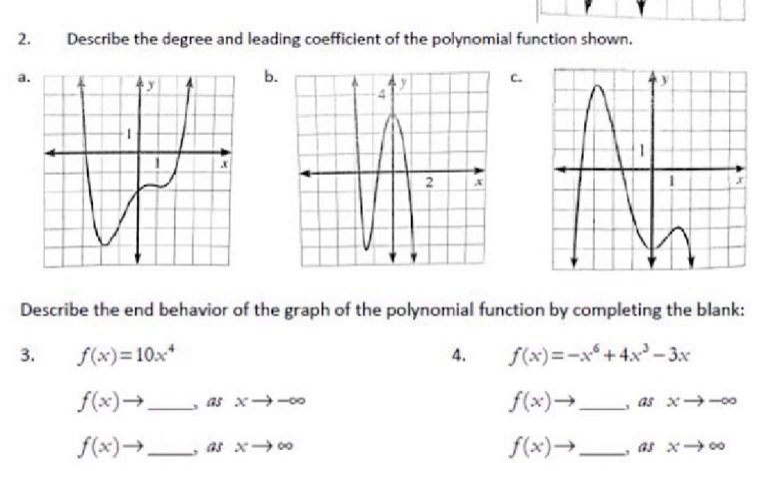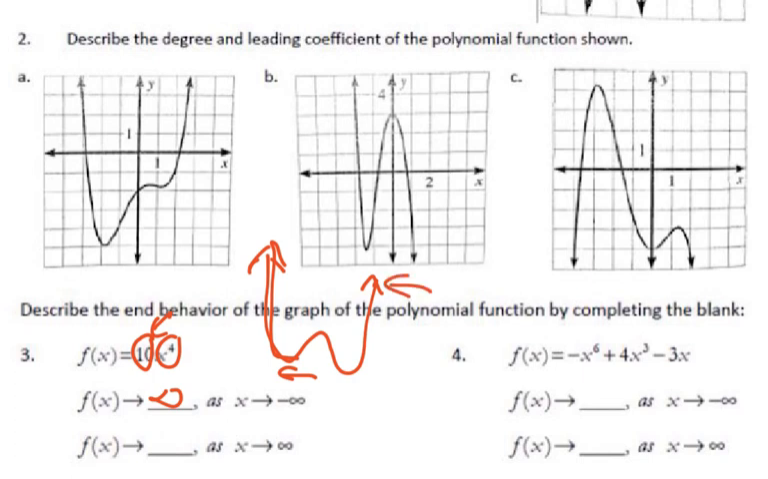Let's look at number 3 at the bottom here. Notice we're given a positive x4 function, so we know it does something like this. It's going to go up on both ends because it's positive. Notice that as I go to negative infinity here, it's going to positive infinity. As I go to positive infinity over here, it's going to positive infinity as well.